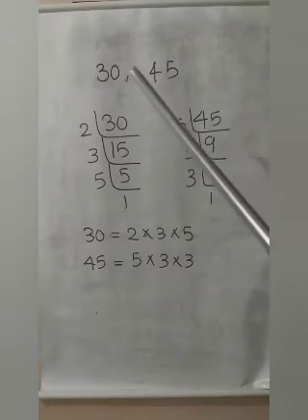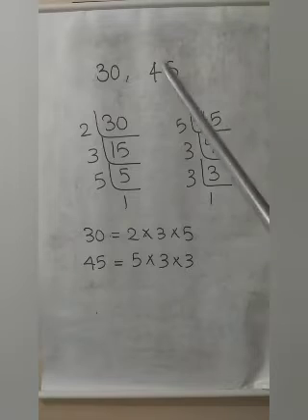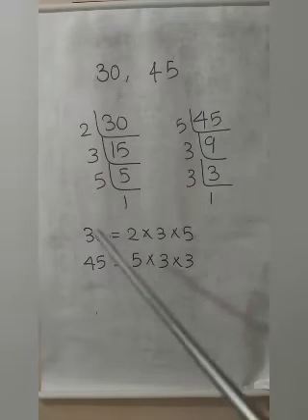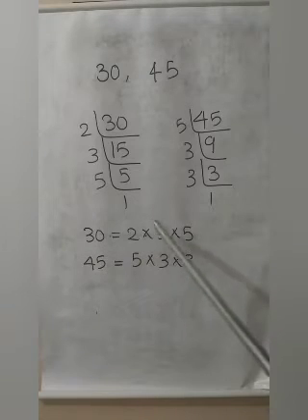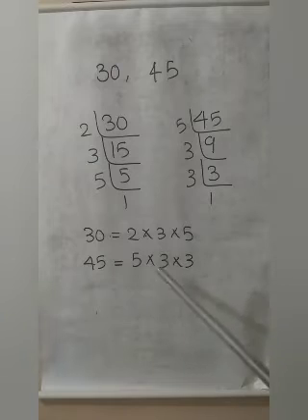Example: find the LCM of 30 and 45 by the prime factorization method. So first we are prime factorizing the two numbers 30 and 45. What is the prime factorization of 30? 2 into 3 into 5. What is the prime factorization of 45? 5 into 3 into 3.